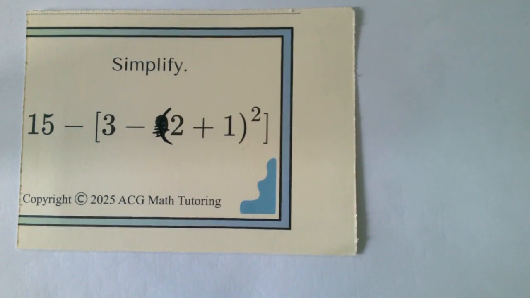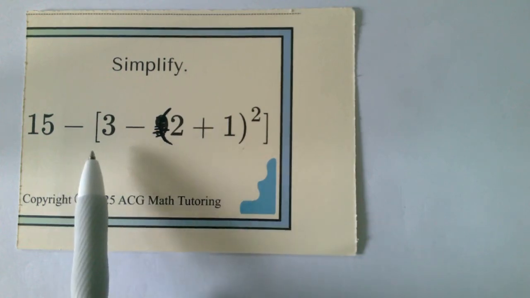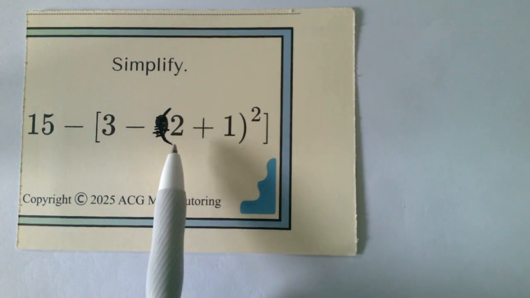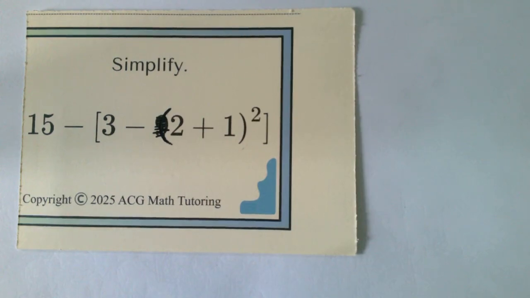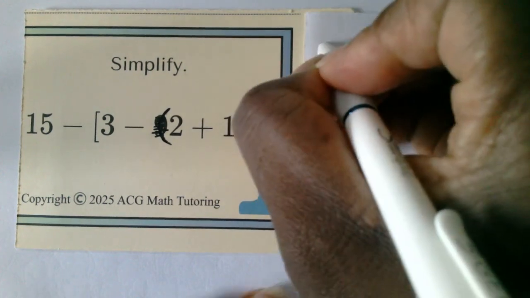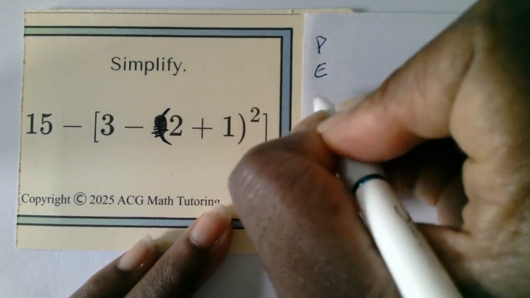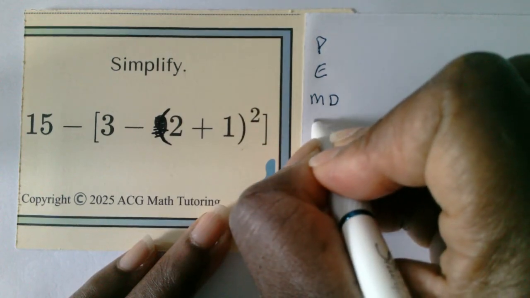Alright, as we take a look, we have our 15 minus, we have a bracket, 3 minus parenthesis, 2 plus 1 squared, end bracket. As you walk yourselves through these concepts, this is exactly what we're doing. Please excuse my dear Aunt Sally. So we are taking on that order of operations.